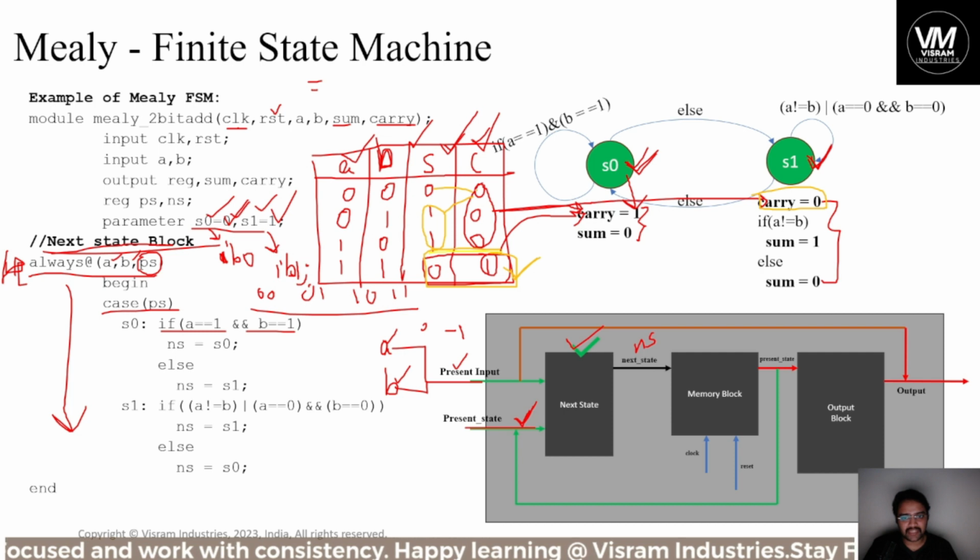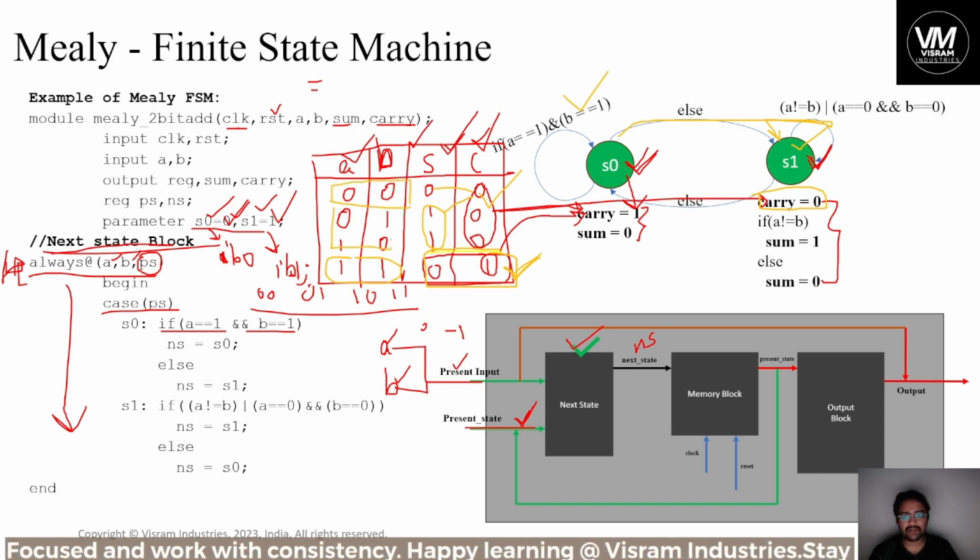Think of this case. For carry equal to 1 and sum equal to 0, the condition is both inputs are 1, right? And if not, else it goes to the second state. For that state, what are the conditions? For carry equal to 0 and sum equal to 0 or 1, we have 2 conditions: A equal to B or A not equal to B. You are getting the relation between the states, the truth table and the conditions, right?